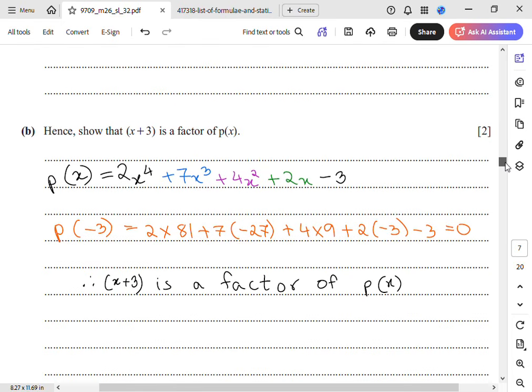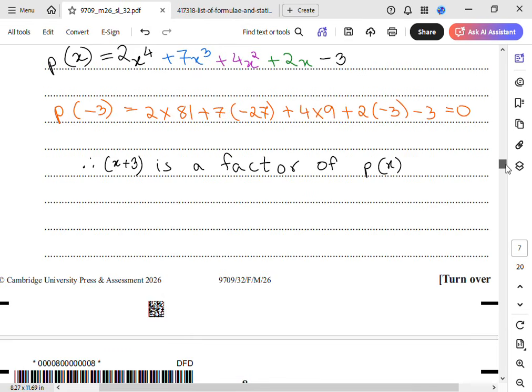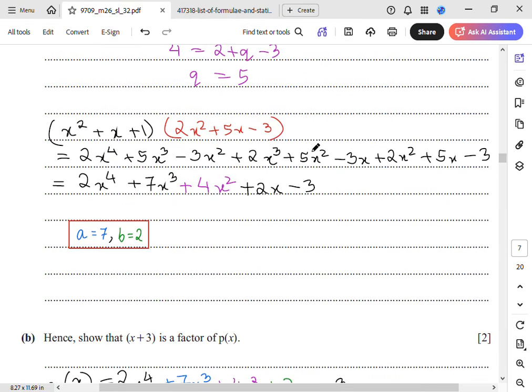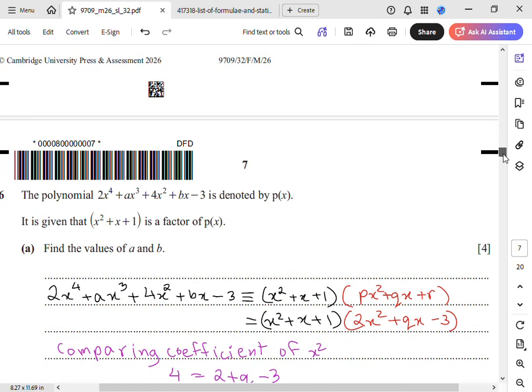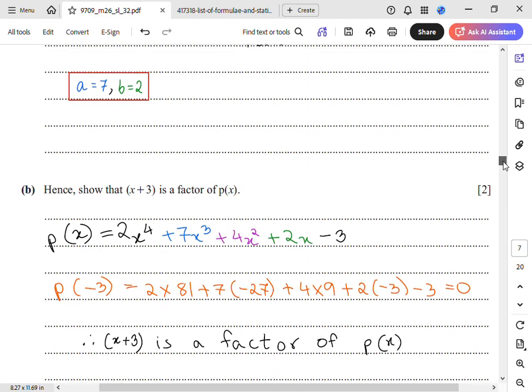Okay, moving on. Another way would have been factorizing this, but I feel like using the factor theorem is easier, simpler rather. Moving to the next question.